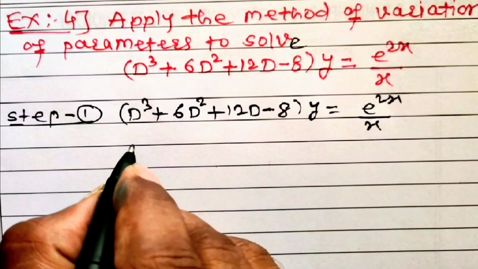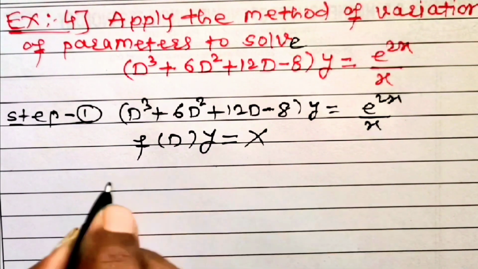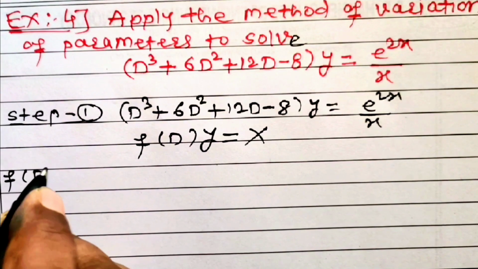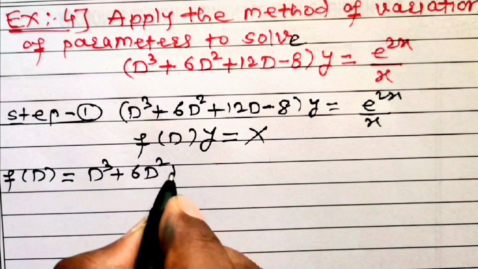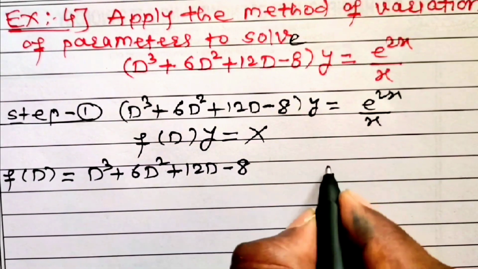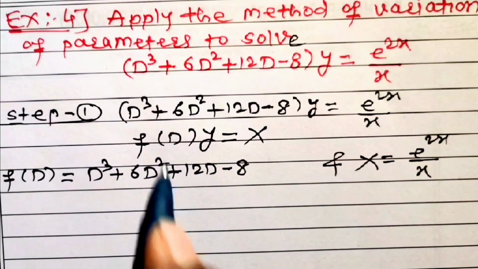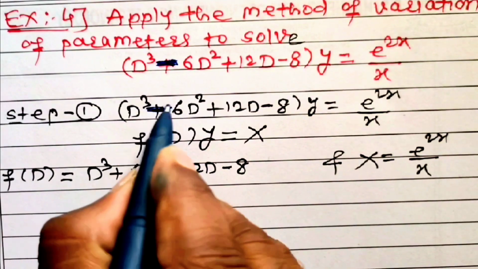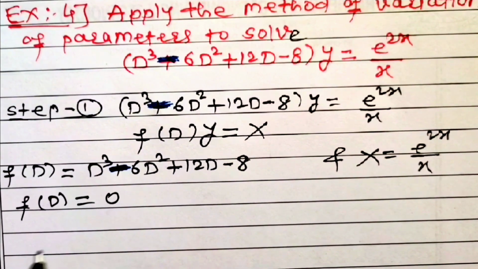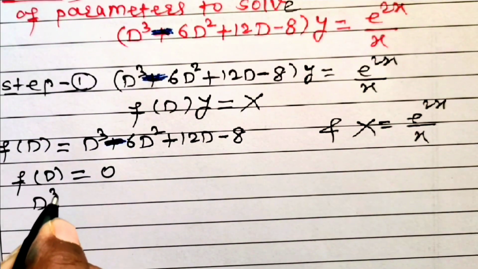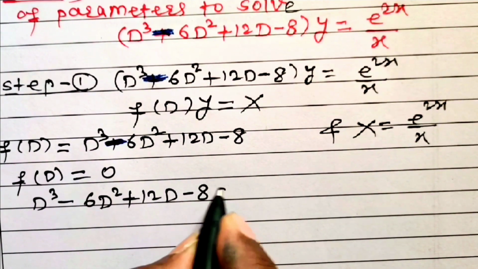Compare this differential equation with the general form of a linear differential equation with constant coefficients, f of D y is equal to X. Hence f of D, the function of the differential operator, is D cube plus 6D square plus 12D minus 8, and capital X is equal to e to the power 2x divided by x. This is minus sign, here also minus sign, minus sign. f of D is equal to 0 is the auxiliary equation. Hence we can write D cube minus 6D square plus 12D minus 8 is equal to 0.